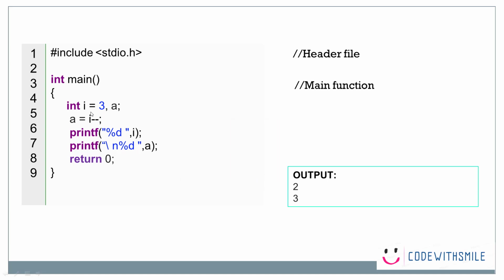So here we have the output. We know that in the post-decrement operator, first the value is assigned to the variable and then is decremented by 1. So the value of I, that is 3, will be assigned to a and then the value of I will be decremented by 1. So I becomes 2 and a becomes 3, and hence we have this output.